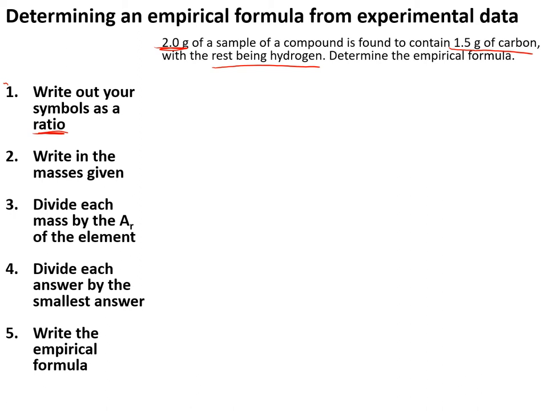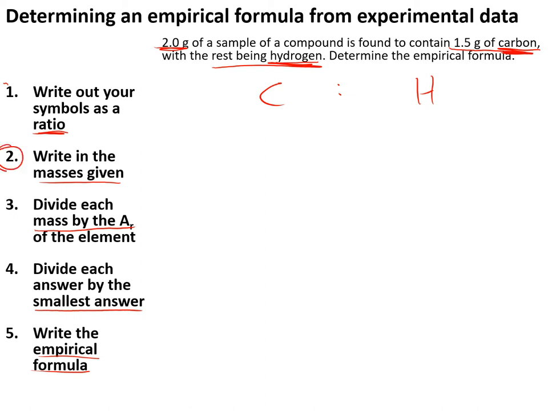Then we're going to write in the masses that are given, divide each mass by the relative atomic mass of the element, then divide each answer by the smallest answer, and then we can finally write the empirical formula. So let's start by writing out the symbols as a ratio. So in this case, we're talking about carbon and hydrogen. So the symbols for that are C for carbon and H for hydrogen. We're just going to put a dot in the middle to remind us it's a ratio. Okay. Then write in the masses that we are given.